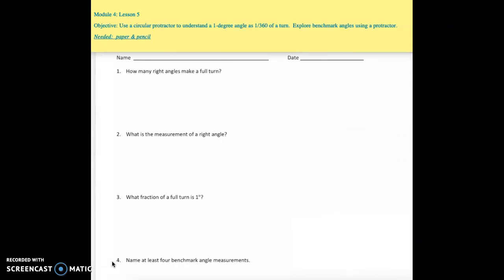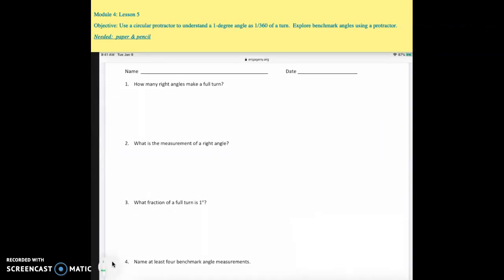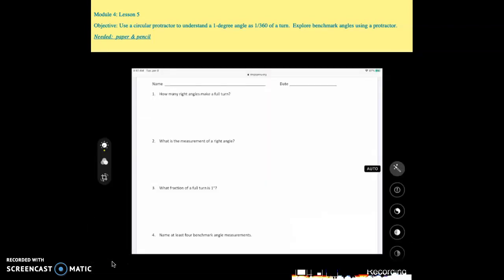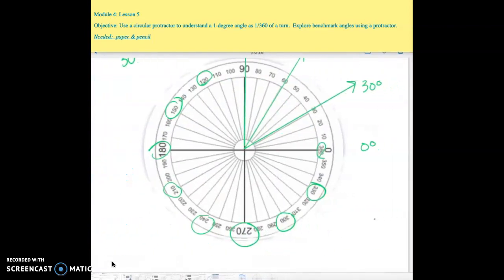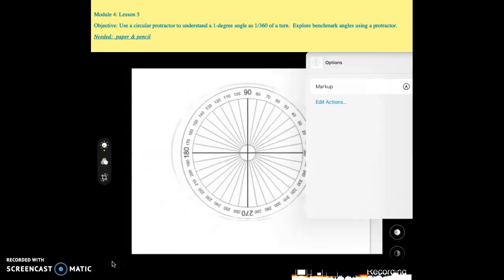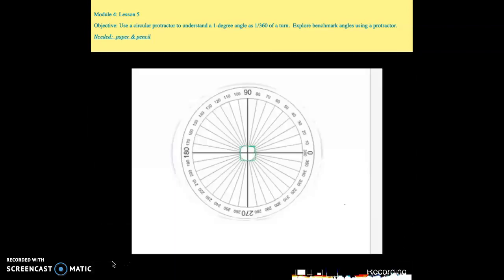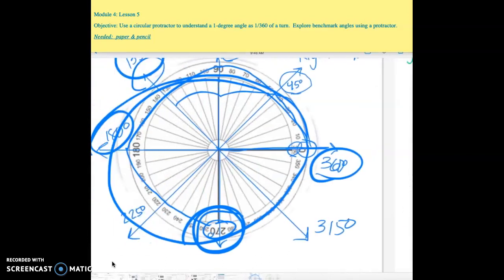Question number 1, how many right angles make a full turn? So thinking about our protractor, how many right angles make a full turn? Well, this is going to be a right angle. That would be a right angle. So how many times would I have a right angle to make a full turn? 1, 2, 3, and yep, if you said 4, that is correct. All right, let's look at the next question.